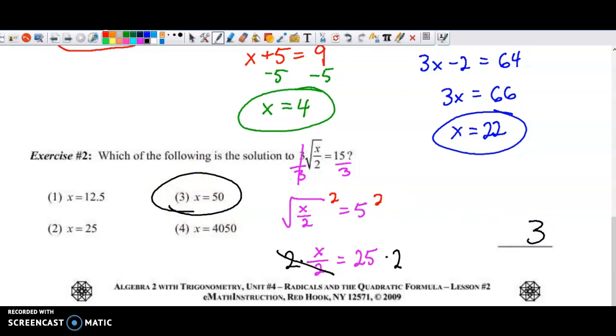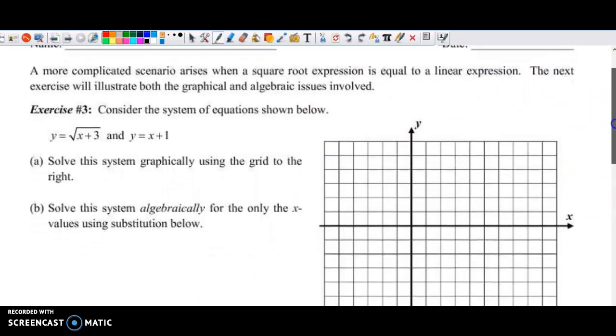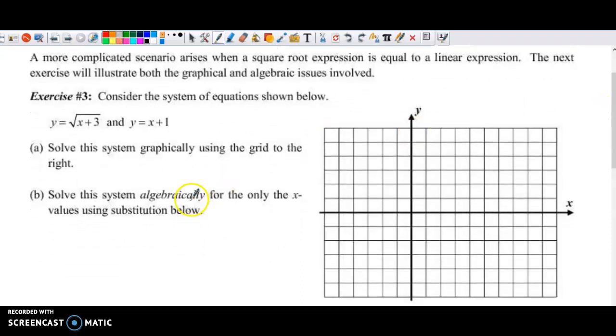Option 3. So again, pause the video, try some of these on your own, re-watch it, see if you can get it. So now what we're going to do is practice with our graphing calculator, but then I'm going to show you algebraically what happens here.